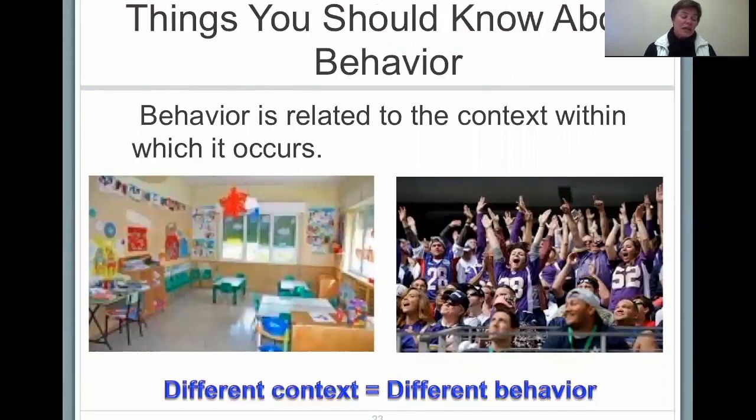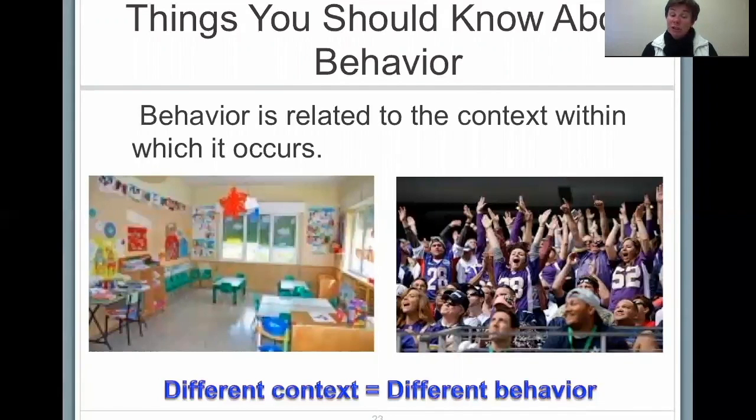The last thing that is important to know about behavior is this. Behavior is related to the context within which it occurs. Think about these two different settings, a classroom and a football stadium. Screaming at the top of your lungs, "Go team," is acceptable behavior if you are at a football game and your team just scored a touchdown.